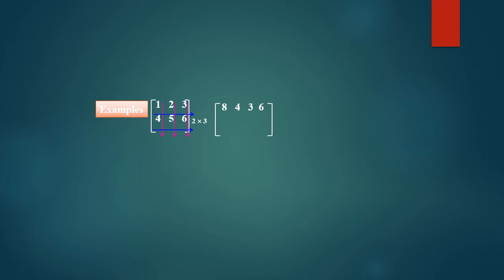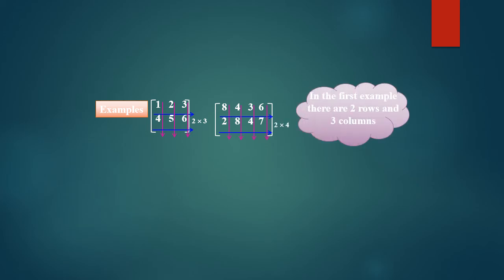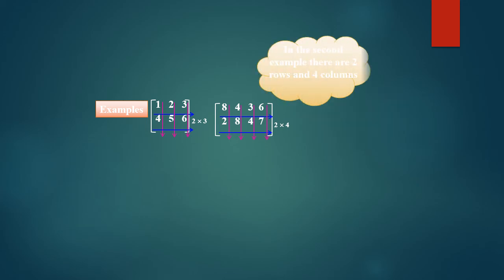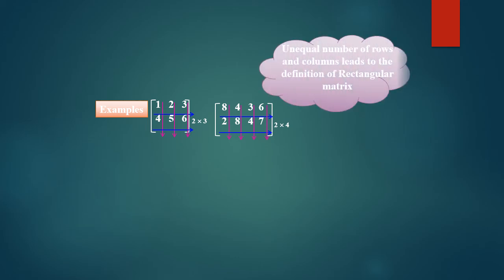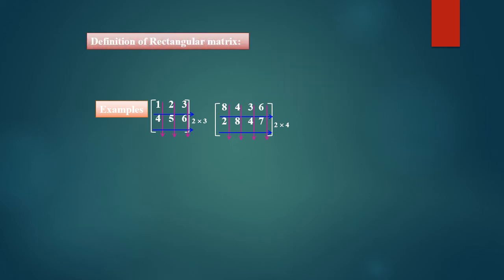Matrix 8 4 3 6 2 8 4 7. The order is 2 cross 4. So in the first example there are 2 rows and 3 columns. In the second example there are 2 rows and 4 columns. In both the matrices the number of rows is not equal to the number of columns. This leads us to the definition of a rectangular matrix.